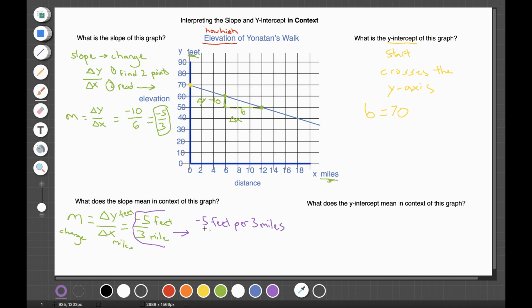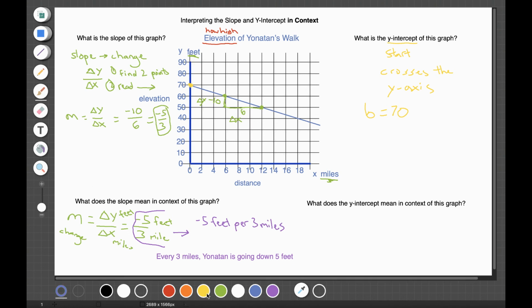Now let's actually just put that into a sentence. How could we write that as a sentence? Well, the way I would probably write this is, how many miles is he changing? Well, every 3 miles, Jonathan, is he going up or down? He's going down 5 feet. And that down would be the -5, okay? So he's going down 5 feet. So that would be a good context for the slope. Every 3 miles, Jonathan is going down 5 feet. There's different ways you could write that, but that's definitely one of them.